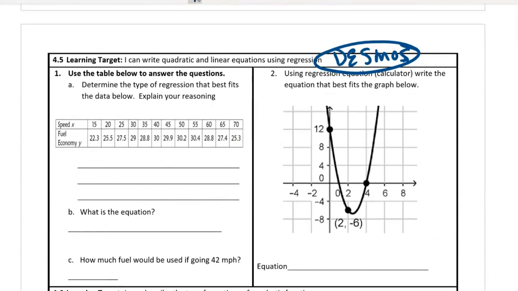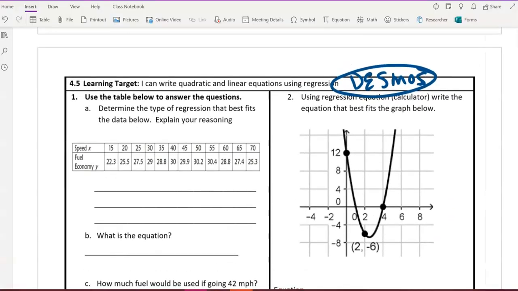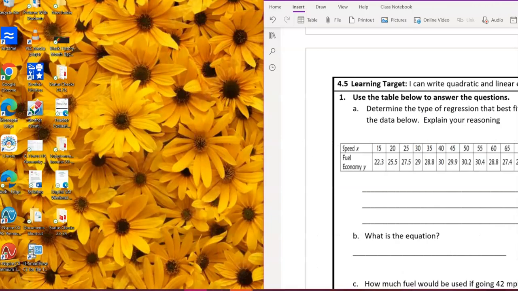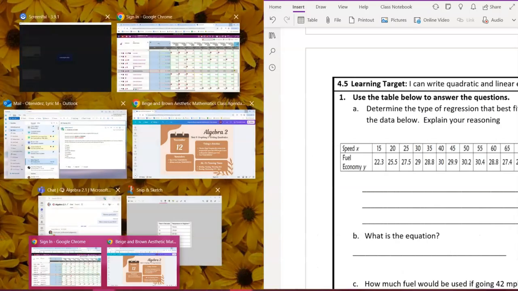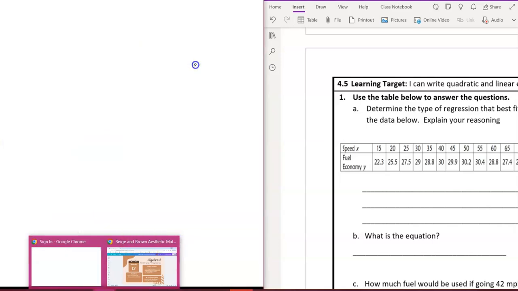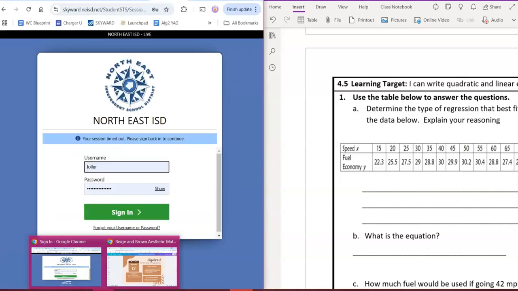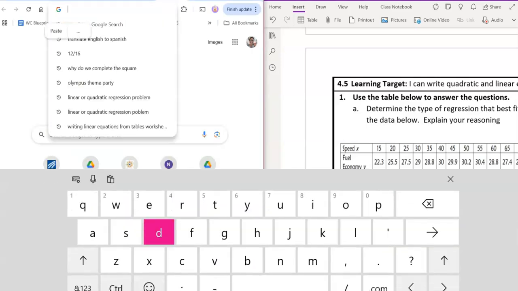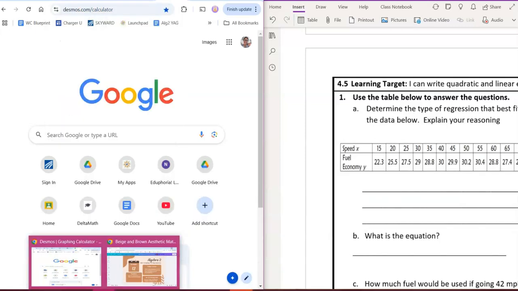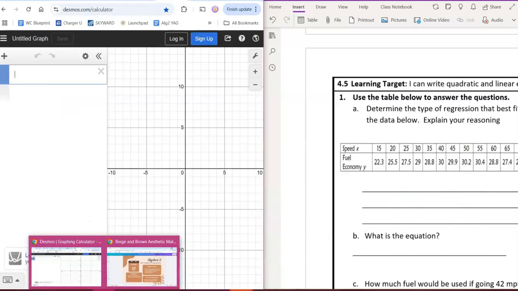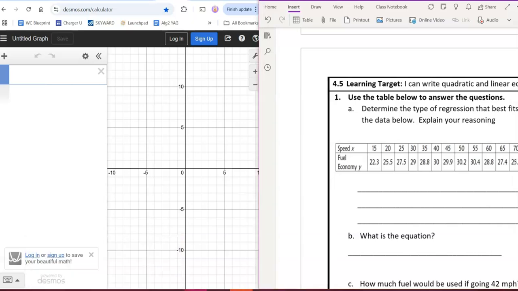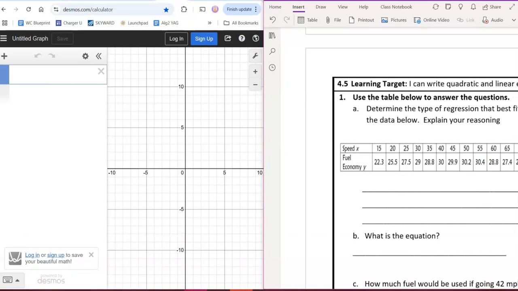Okay, so I'm going to open up Desmos. Open this one. Okay, so I know if you're in my class, we did it a little different than Mr. Story's class. So if you're in Story's class watching this, I'm sorry.